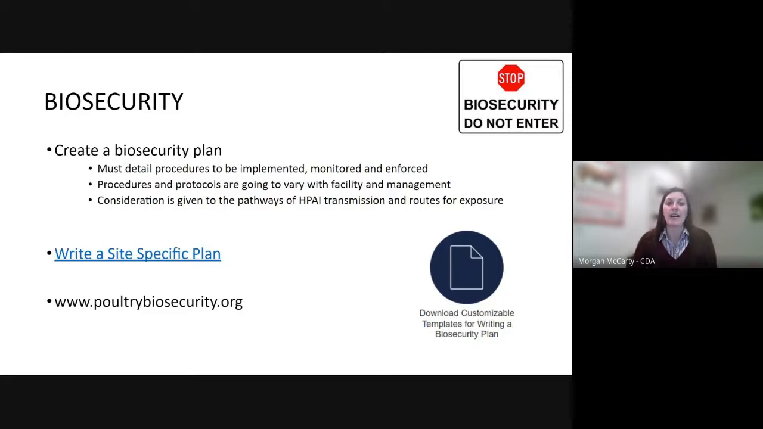And the reason this is more of a high-level presentation is because procedures and protocols vary with every facility and the management on the facility. So when we're writing these plans, we have to consider what is the most likely pathway of transmission of high path AI in our area or in the area of the barn that we're writing the plan for, the most likely route of exposure. So the biosecurity plan really needs to be a carefully conceived, clearly written, and very situation-specific plan. And it needs to address the site-specific pathways for disease movement, identify critical control points within those pathways, and prioritize mitigation measures based on effectiveness and practicality.